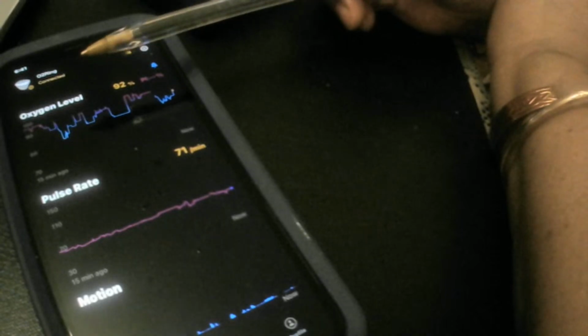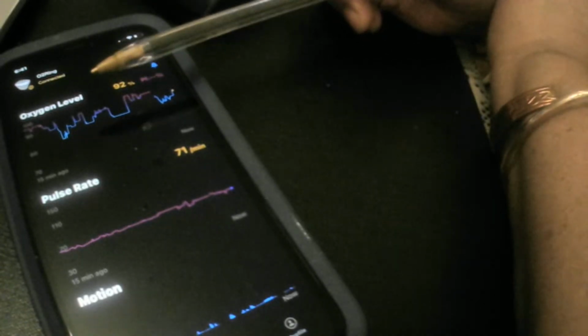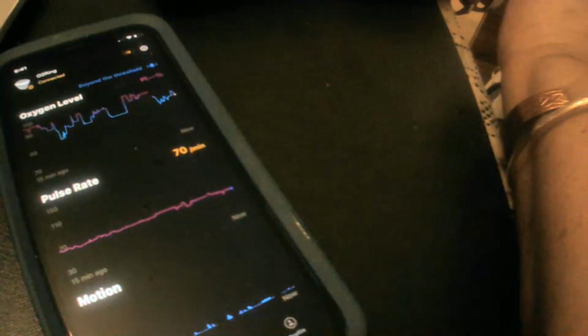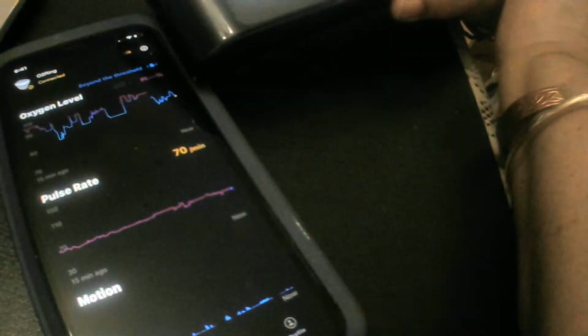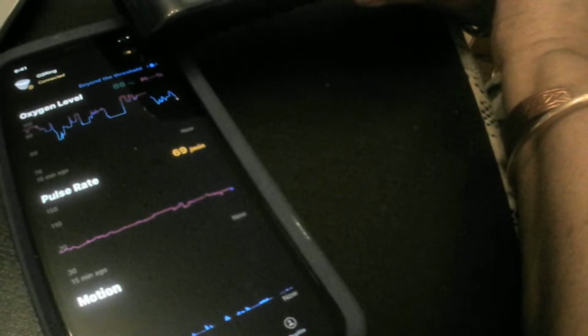When the electricity and the RF is low, like, see how that dropped? See how the electricity dropped there? It went back up as soon as I put it under the camera. And the oxygen is dropping. It's 86. 84 actually. 82.